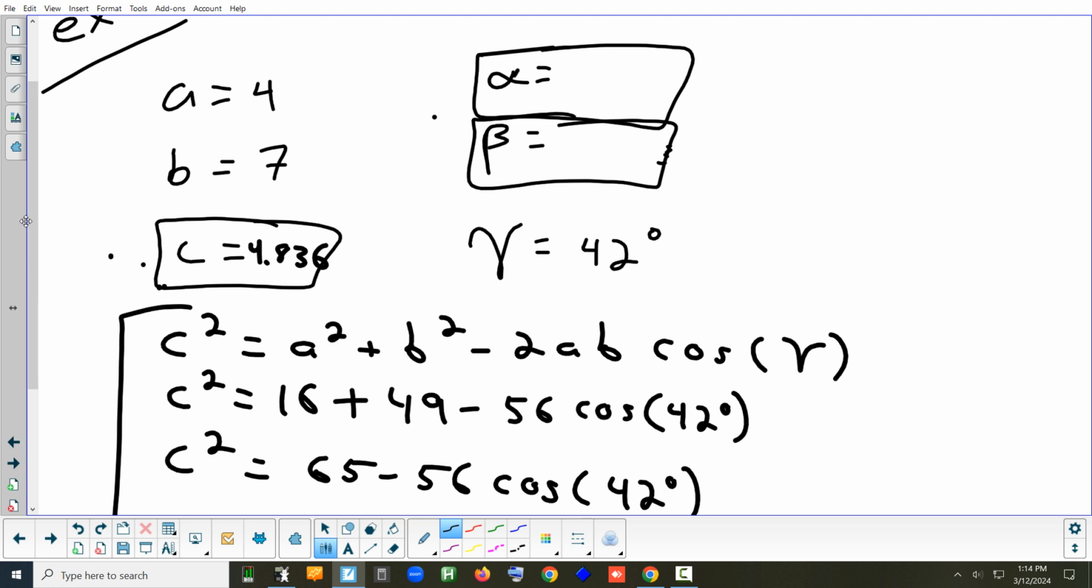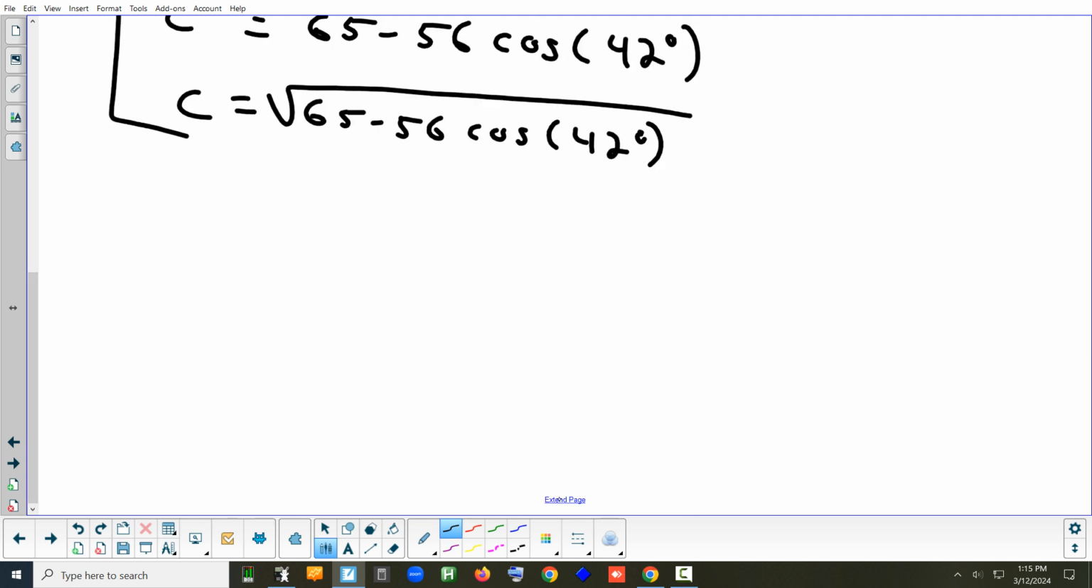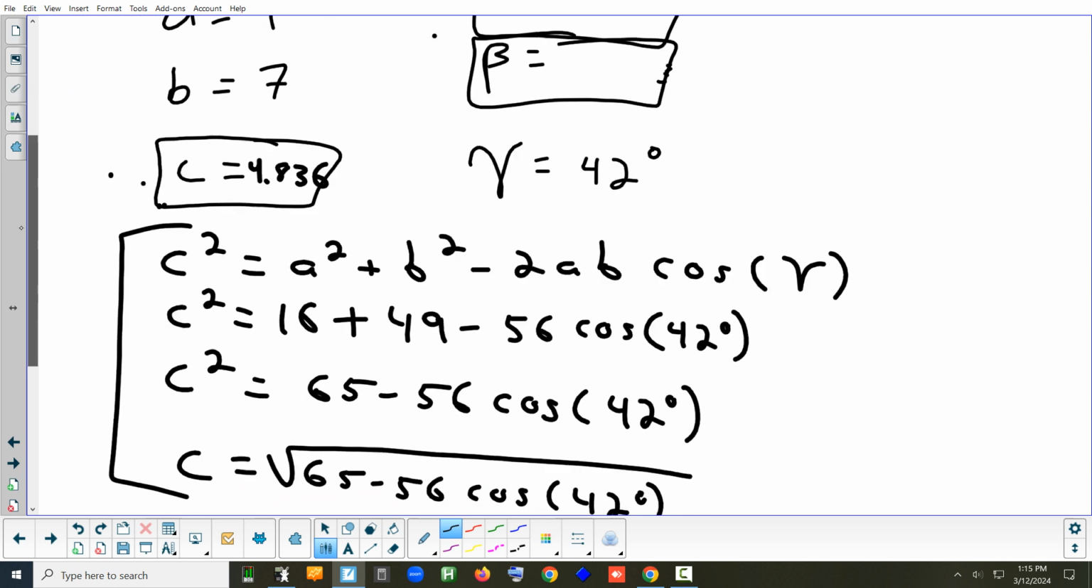Now, once you know all the sides, you can find any angle you want. We need to do one of them, and then we'll add and subtract from 180. Do you want to do alpha or beta? Alpha. Okay, so let's do alpha. So the law of cosines that has alpha in it starts with A. A squared equals B squared plus C squared minus 2BC cosine alpha. All right, so now let's fill it in. So A squared is 16.